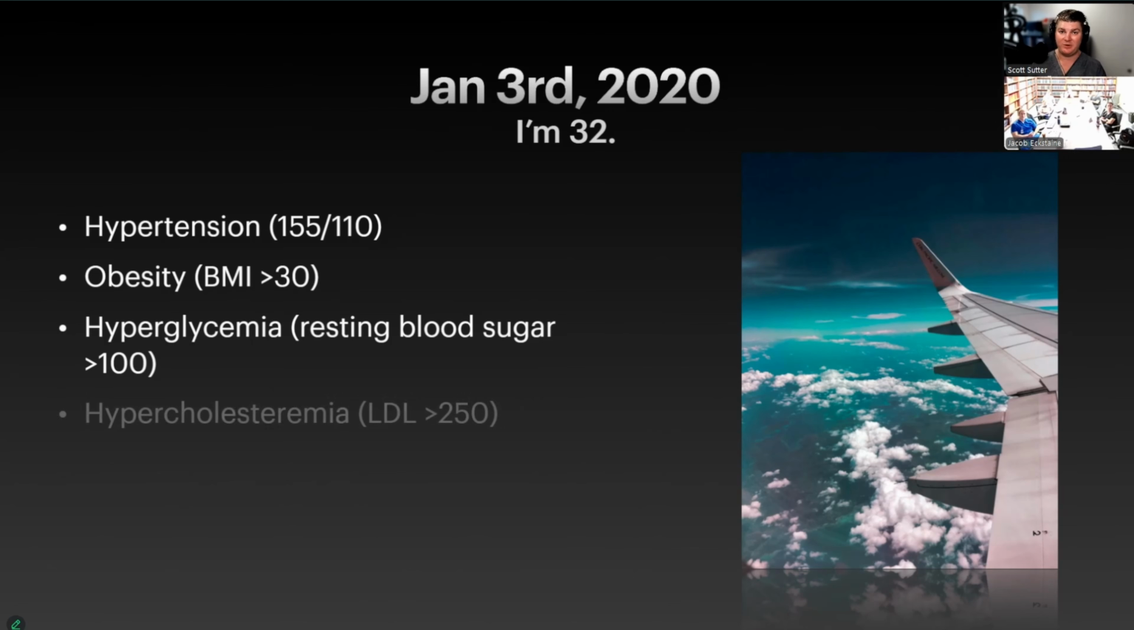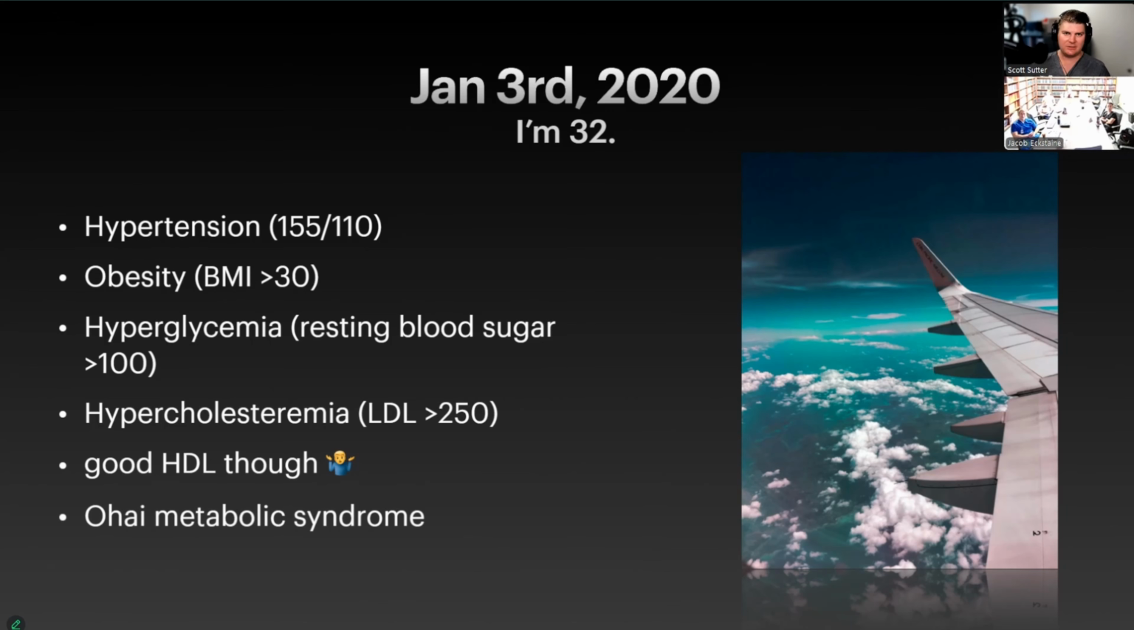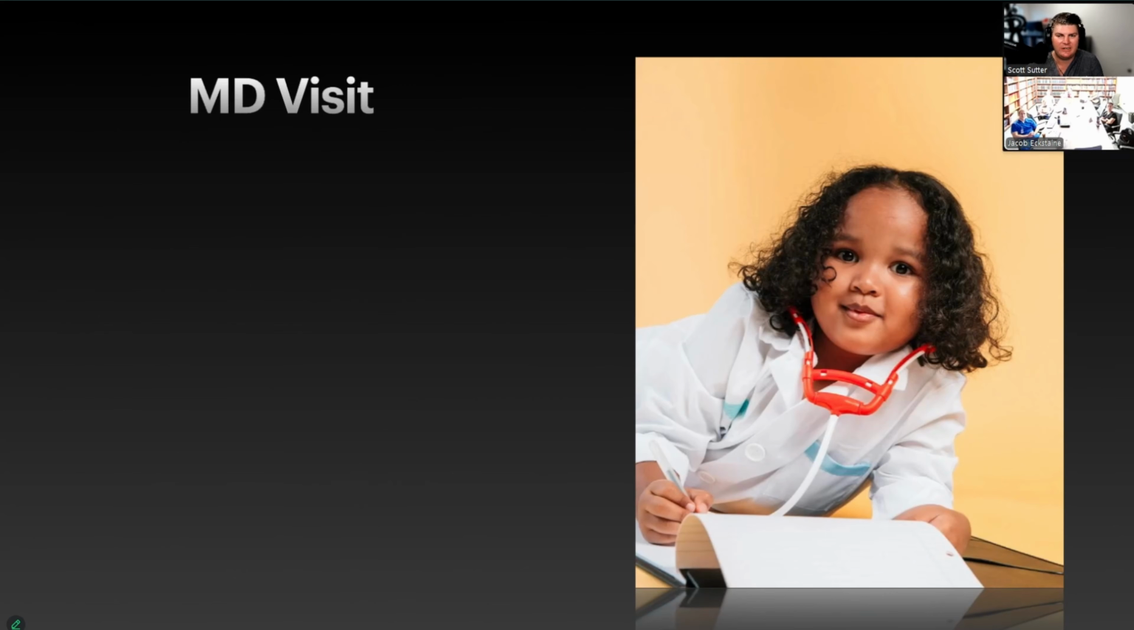I have hyperglycemia. I have hypercholesterolemia. Somehow I do have good HDL, which I think is because of the diet, where we primarily use olive oil and everything. I think that's where it comes from. And this is metabolic syndrome, what we just went through. I'm 32 years old, very healthy. What the hell is going on? Mostly it's sleep issues. I started snoring probably around 28, 29.